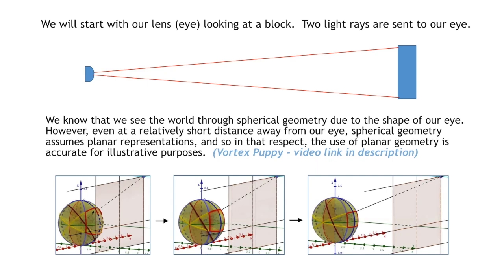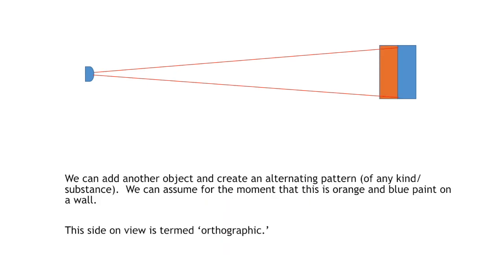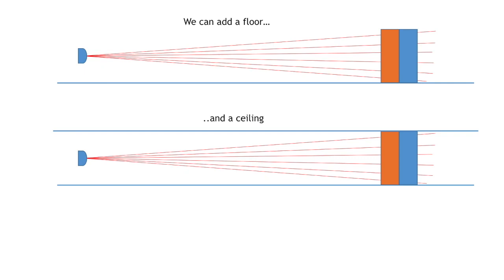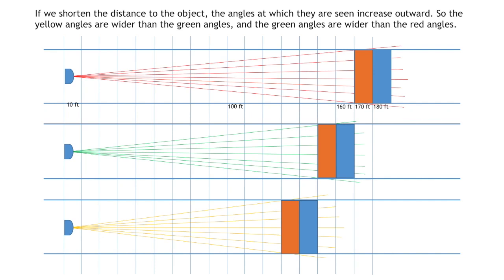And if you'd like to learn more about that, please see the video links in the description below. We can add another object and create an alternating pattern of any kind or substance. We can assume for the moment that this is orange and blue paint on a wall. This side-on view is termed orthographic. We can add a floor and a ceiling. If we shorten the distance to the object, the angles at which they are seen increase outward, so the yellow angles are wider than the green, and the green are wider than the red. Each of these blocks represents a 10-foot increment.